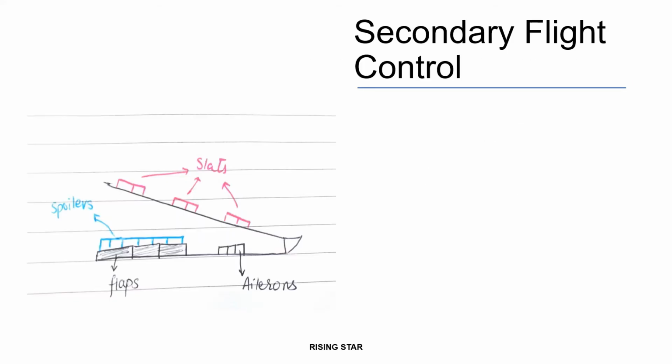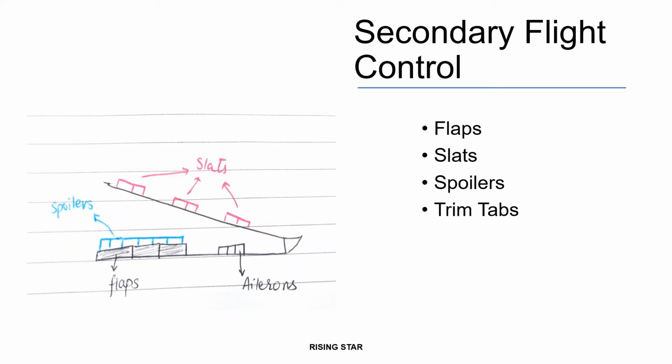Secondary flight control surfaces include flaps, which are found at the trailing edge of the wing. Slats are found at the leading edge of the wing. Spoilers are also found at the trailing edge of the wing. And the last one is the trim tab, which are found on the trailing edge of the primary control surfaces, for example, ailerons, rudder, and elevator.